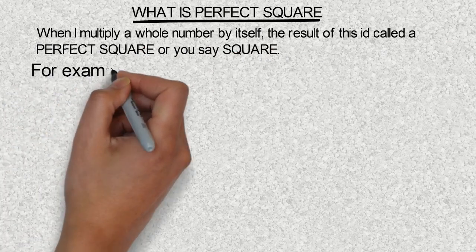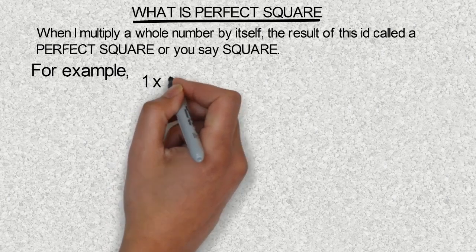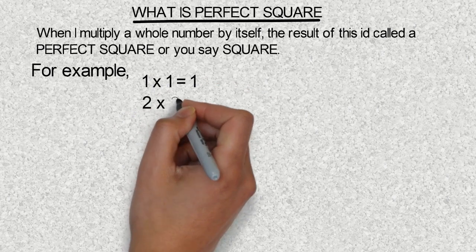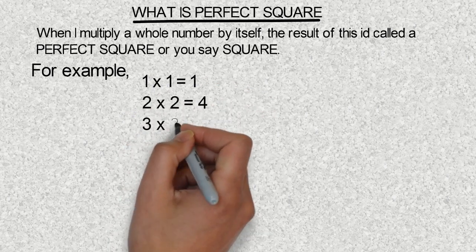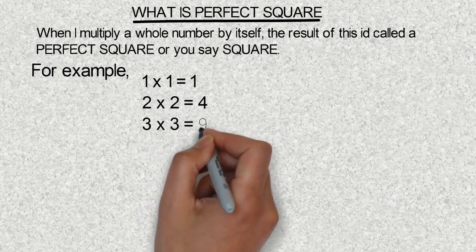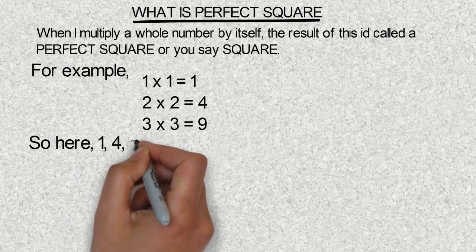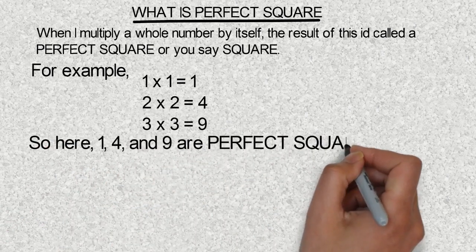What do I mean by this? For example, 1 multiplied by 1 is equal to 1. 2 multiplied by 2, which you can also say 2 raised to power 2. That's what we mean by square. So 2 times 2 will give me 4, and 3 by 3 will give me 9. So here, 1, 4, and 9 are perfect squares.